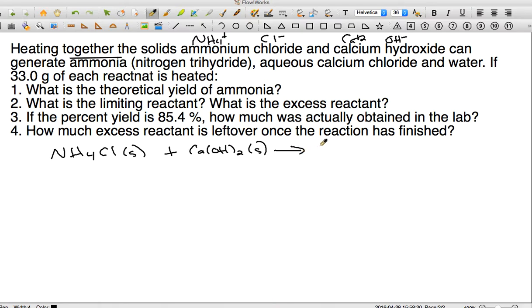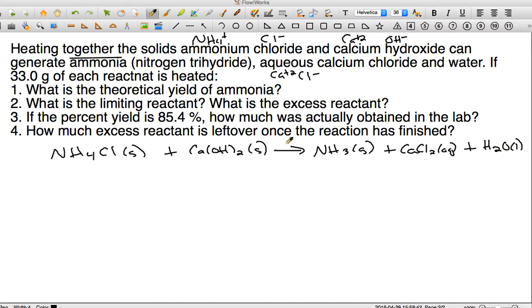And it tells us that it's going to produce ammonia, which is nitrogen trihydride, NH3, and it's going to be a gas. It tells us calcium chloride. Calcium's a positive 2, chlorine's a negative 1, so CaCl2, and they said that was aqueous, and then water. Okay, so this is a liquid.